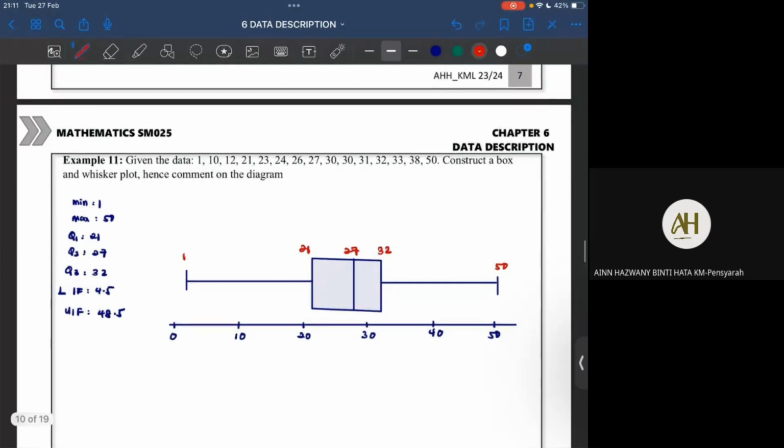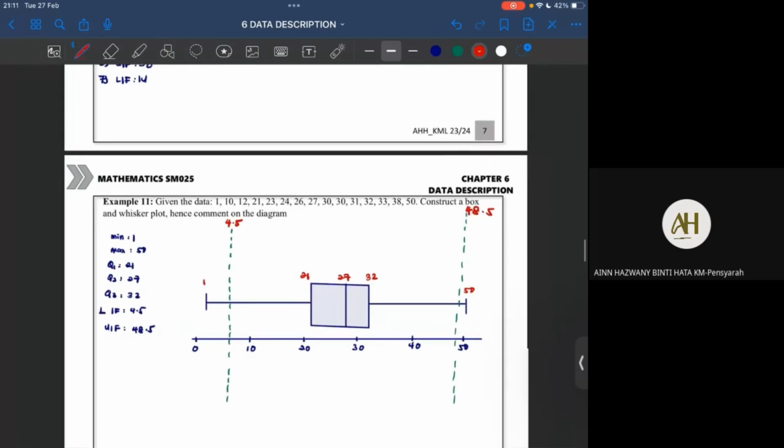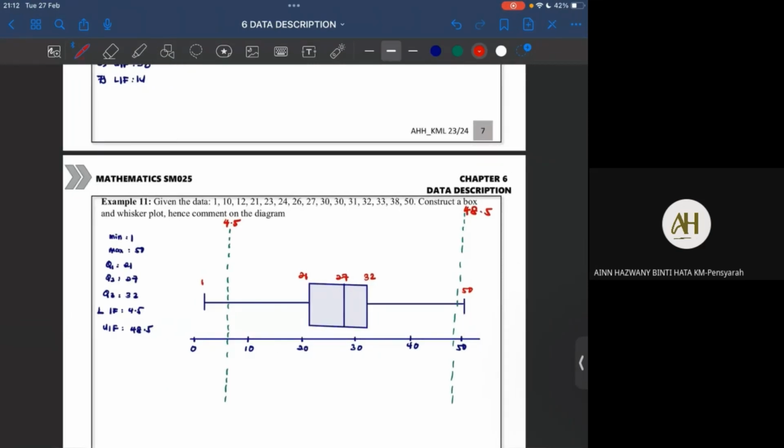So lower inner fence is 4.5. So 4.5 di sini, lebih kurang. Lebih kurang lah, sebelah kiri sikit sepatutnya. Tapi tak apalah. Okay, upper inner fence is 48.5. Pula sini. Okay, so ini ialah 4.5. Ini ialah 48.5. So tadi saya ada bagi conclusion, data kita negatively ke, positively skewed ke ataupun symmetrical.